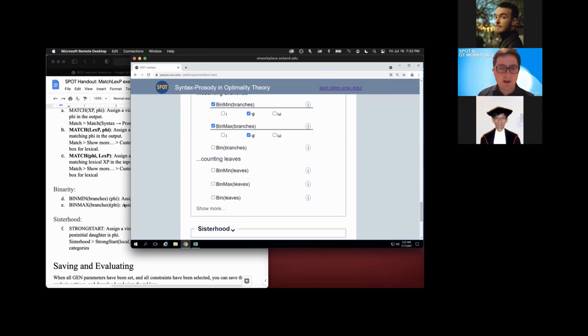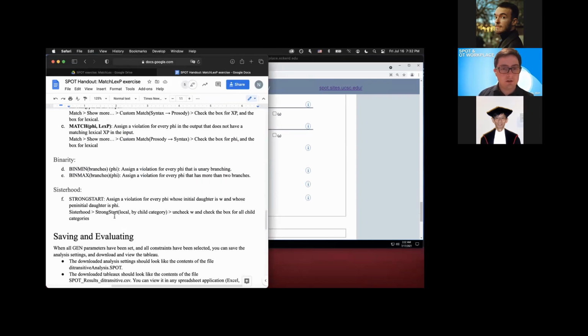Then the last constraint we have is strong start. And this is a constraint that will assign a violation for every phi whose initial daughter is a word and whose penultimate initial daughter is phi. So basically, this will penalize structures in which at the left edge of phi, you have a word and its sister is a phi, because it doesn't like starting with a weak category like word and then going up one level on the hierarchy to phi. So basically it's saying, don't have a word followed by a phi.